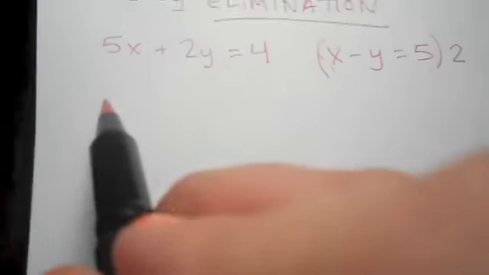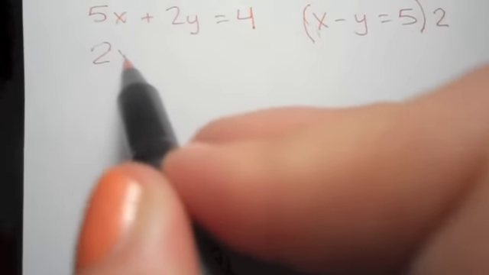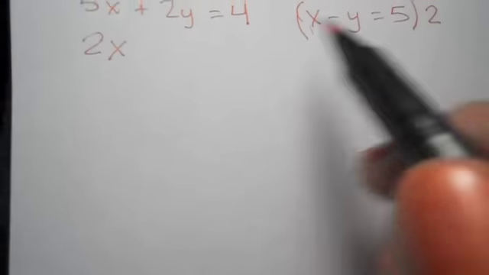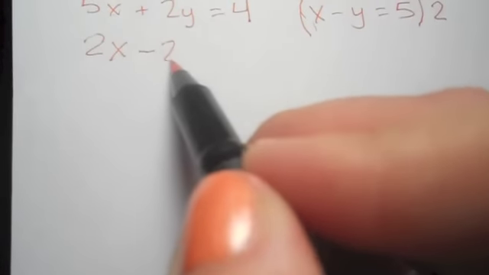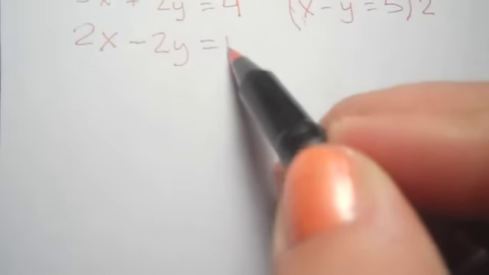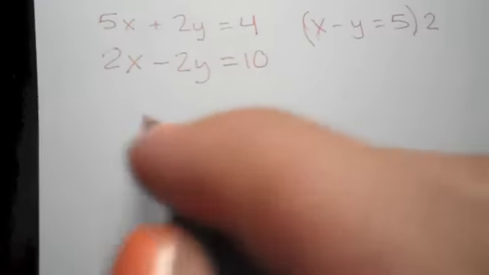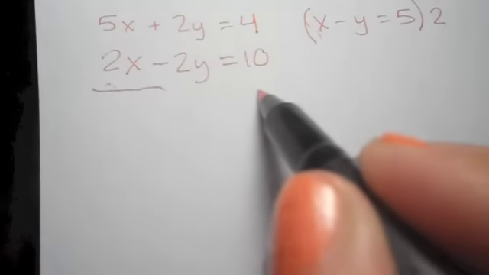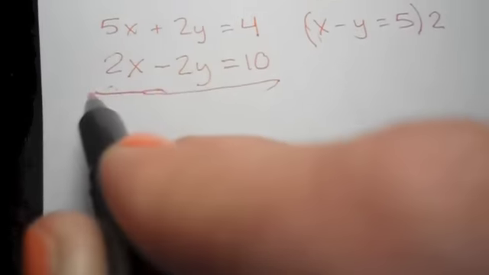Alright, I'm going to write it here. So 2 times x is 2x. 2 times negative y is minus 2y. 2 times 5, that's 10. Okay, so now we can add straight down.